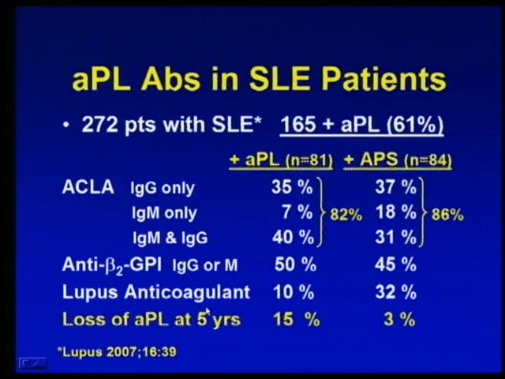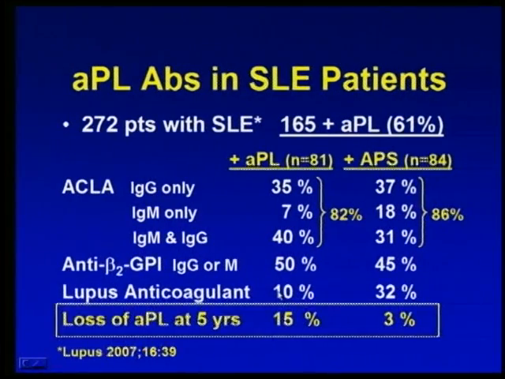And interestingly, they followed these patients over the course of 5 years and found that over the course of 5 years, a small percentage of folks extinguished their antibodies, including 3% of those patients with antiphospholipid syndrome lost their antibodies. And is that important? We'll come back and talk about that in terms of long-term treatment decisions. But about 15% of patients without antiphospholipid syndrome lost their antibodies over the course of 5 years.